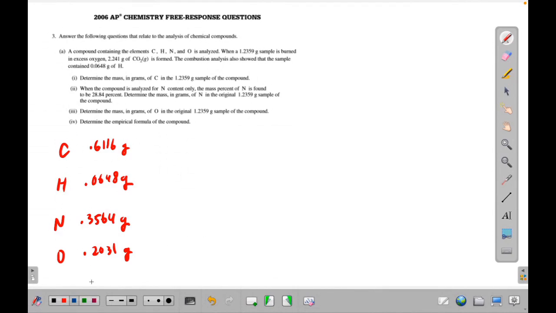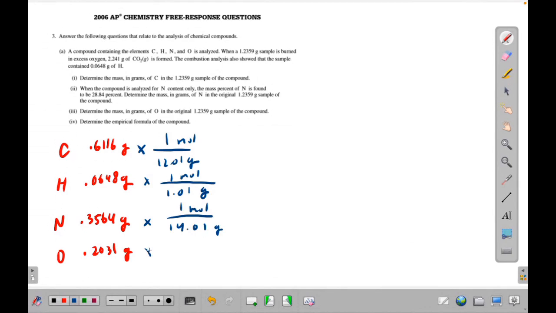So how do we do these again? Oh yeah, that's right. We need to convert to moles like we always do when we're not sure what to do next. So we know that 12.01 grams is 1 mole. Hydrogen is going to be 1 mole over 1.01 grams. Nitrogen is going to be 1 mole over 14.01 grams. And finally, oxygen is 1 mole over 16.00 grams.